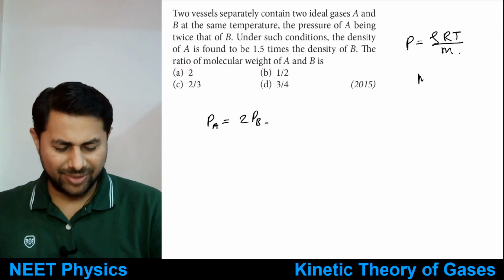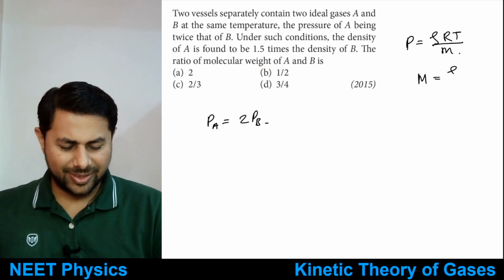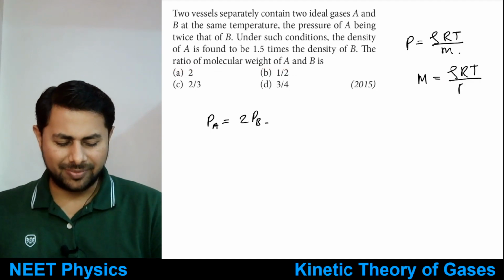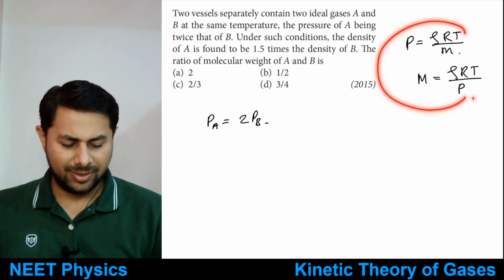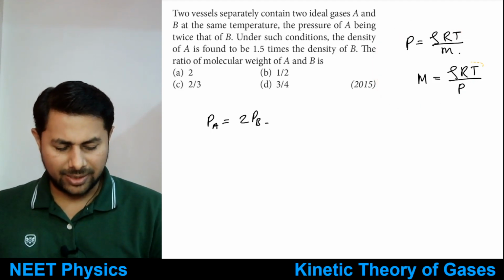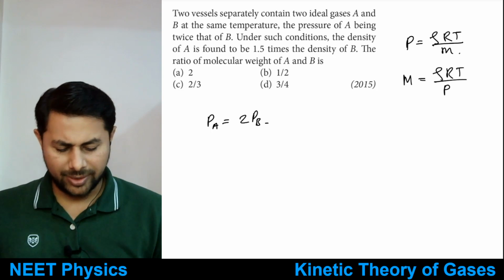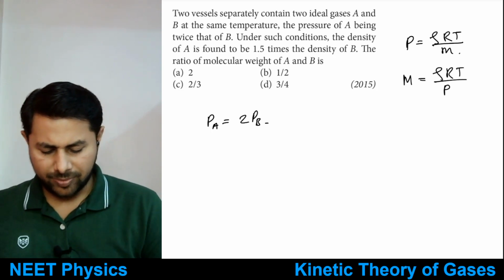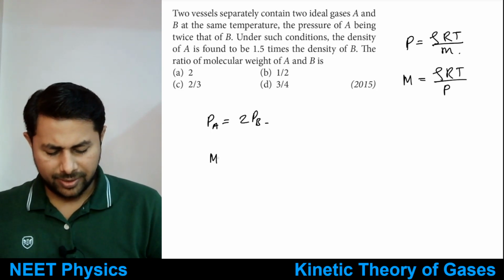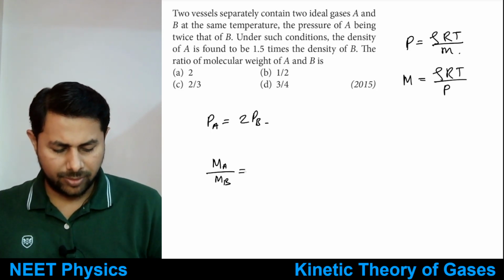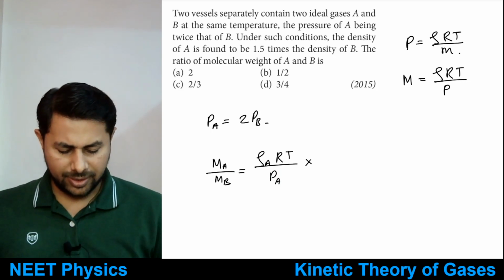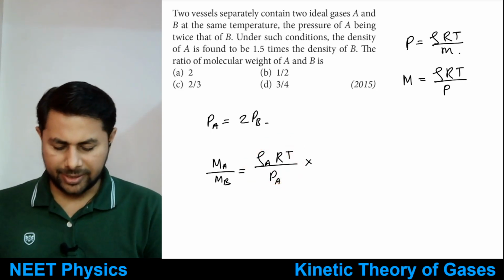So move molecular weight to the other side. So what do we get? Molecular weight is rho RT by P. Just take the ratio of them. So MA is to MB would be rho of A times R times T divided by pressure of A, and dividing by this is equal to multiplying by its reciprocal.